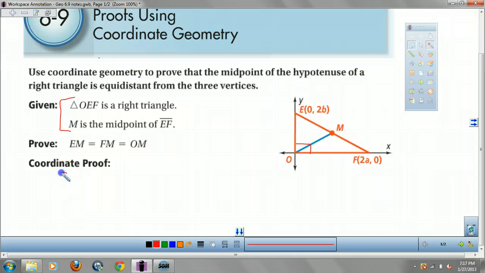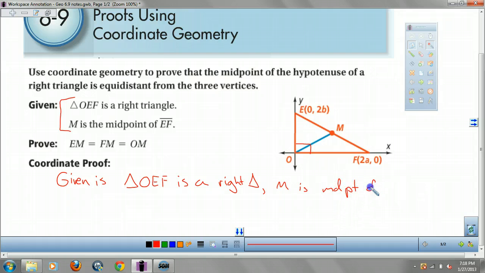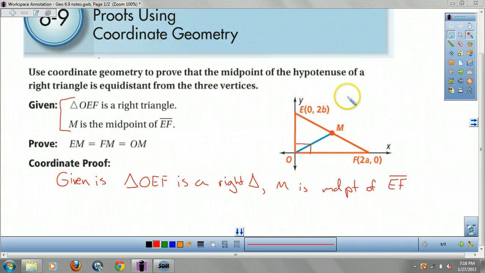Okay, so for a coordinate proof, first we always start with the given. Given is that the triangle OEF is a right triangle. And then also we know M is the midpoint. My penmanship is horrendous. Here are some things we have to keep in mind. One of the first things I would do is find the coordinates for M and O. The coordinates for O are good old 0, 0.